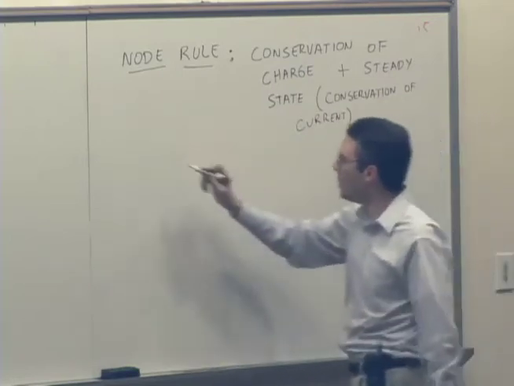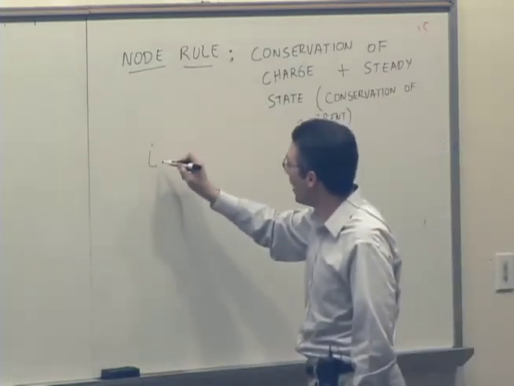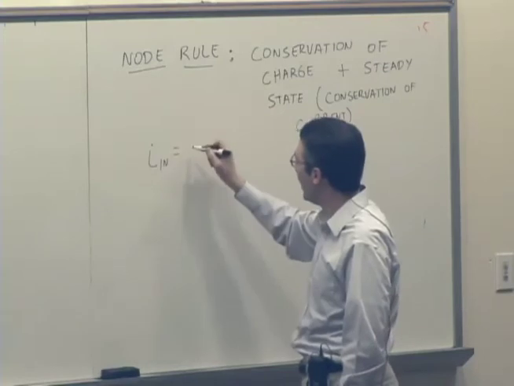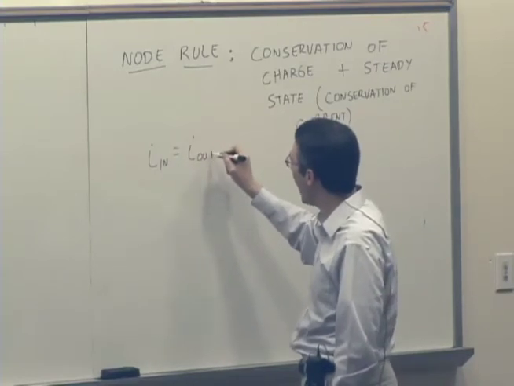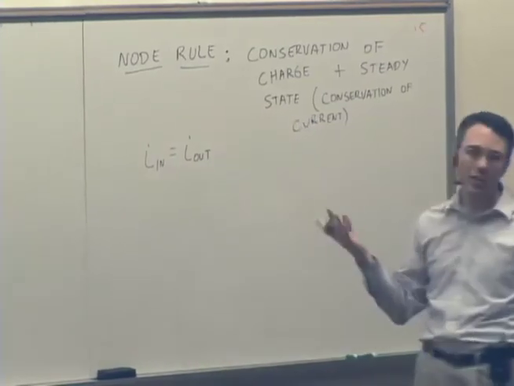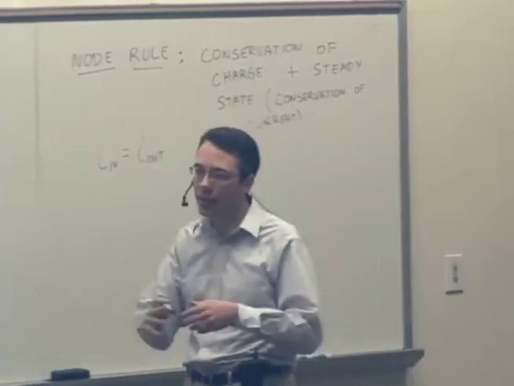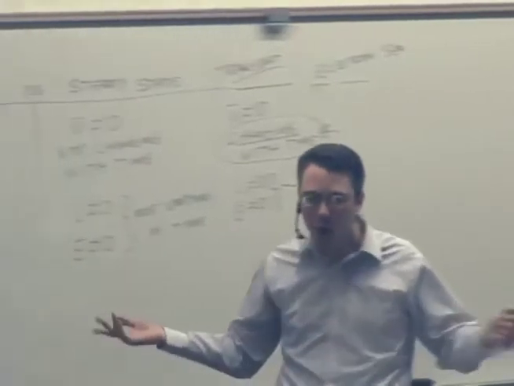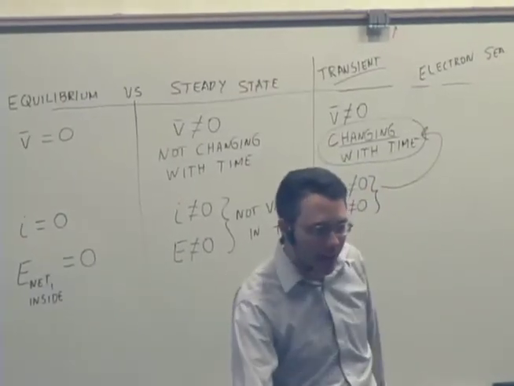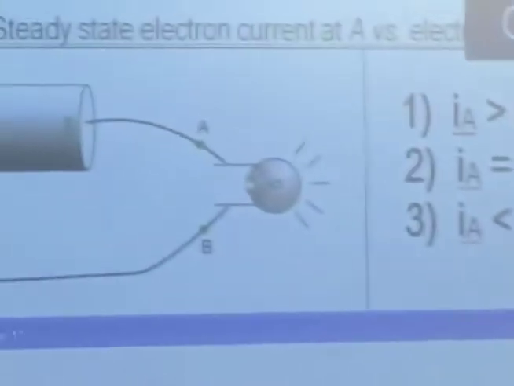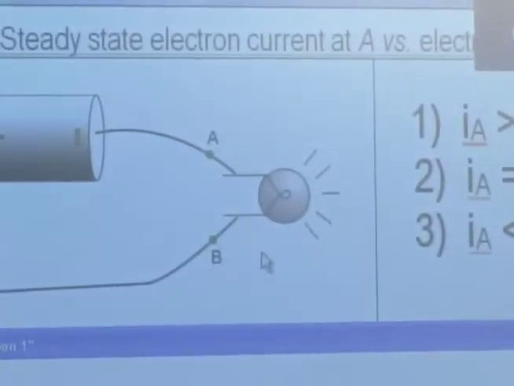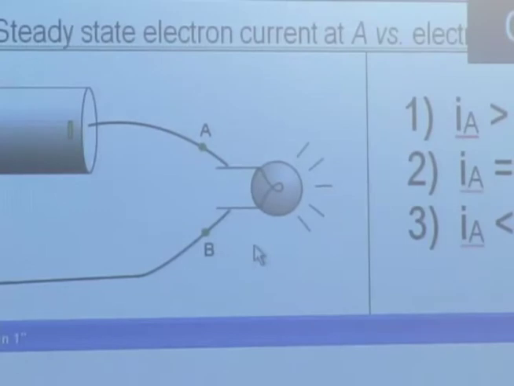And the node rule simply says that in the steady state, the current in has to be equal to the current out of a node. What's a node? Well, a node is just a point or any specific spot in the circuit. So if I choose this light bulb as the node that I'm interested in, then the electrons per second flowing into that node have got to be equal to the number of electrons per second flowing out of that node at any given time.